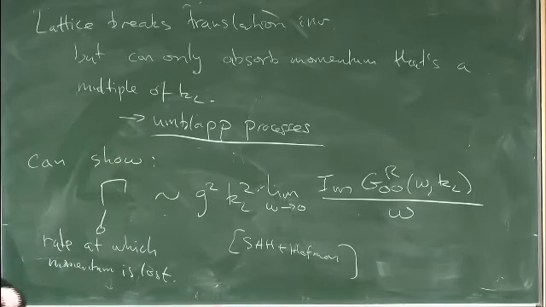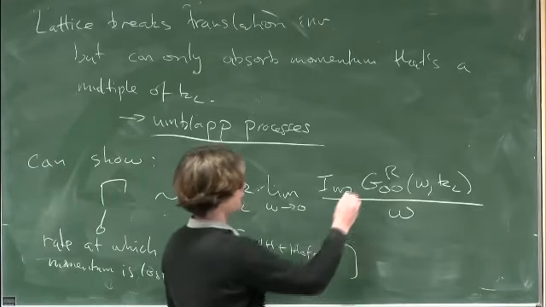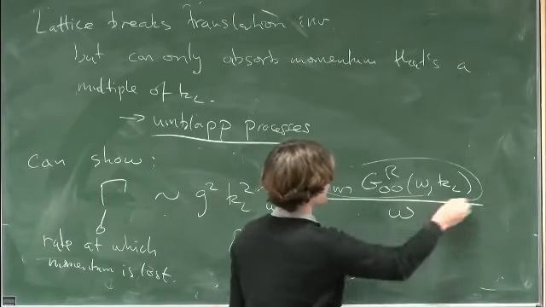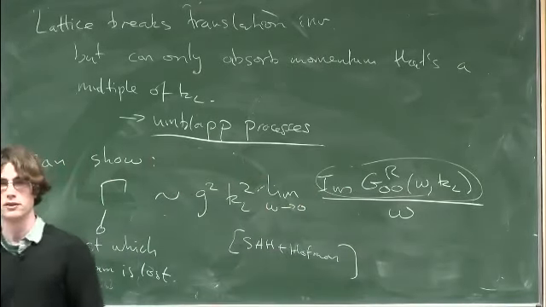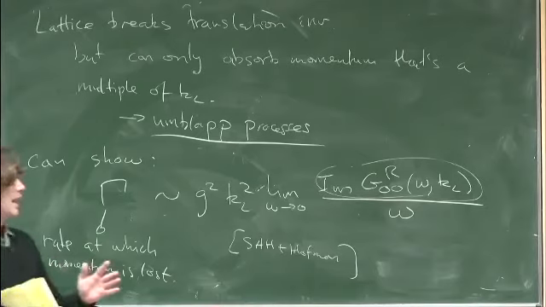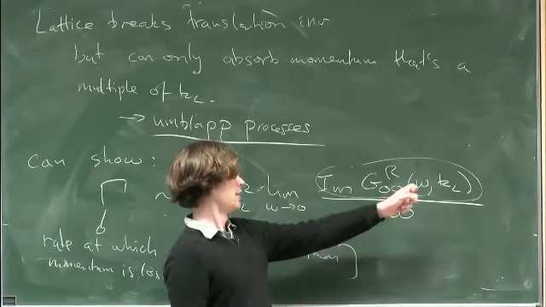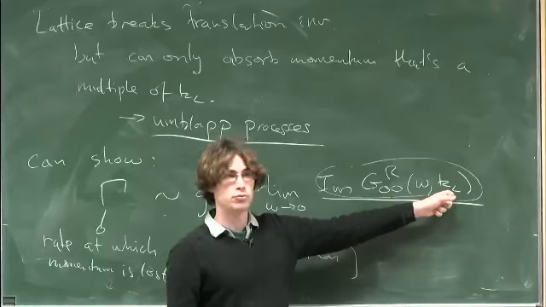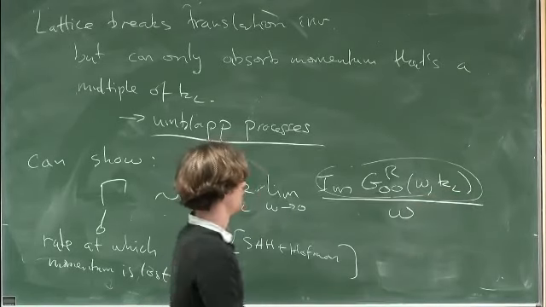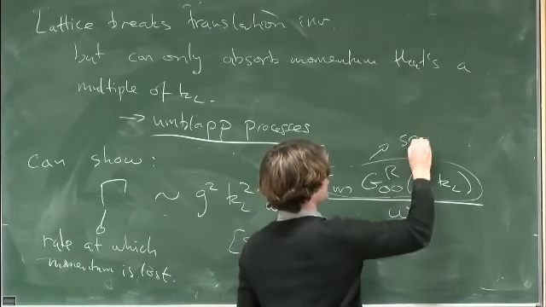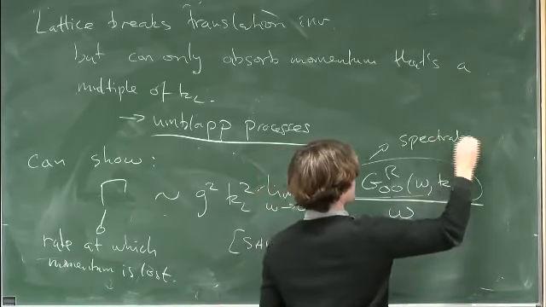The imaginary part of the retarded Green function is the spectral density. That tells you how many degrees of freedom there are in the system that have an overlap with this operator, at a given energy and a given momentum. This is the spectral density.